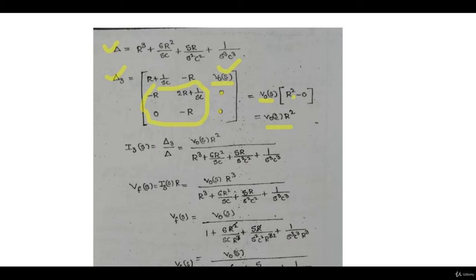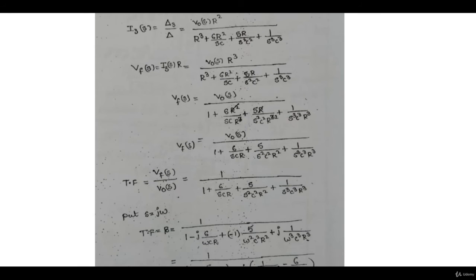So I3 we can directly calculate, because we are interested in I3, which is delta 3 divided by delta. Directly, because we are interested in I3 only, we are not interested in I1 and I2. Okay, so V0s R square divided by R cube plus 6R square divided by SC plus 5R divided by S square C square plus 1 by S cube C cube. So VF will be I3s into R. Just multiply by R, so it becomes R cube. Now V0 by VF you can directly calculate. Okay, so R cube you will take common and cancel out.